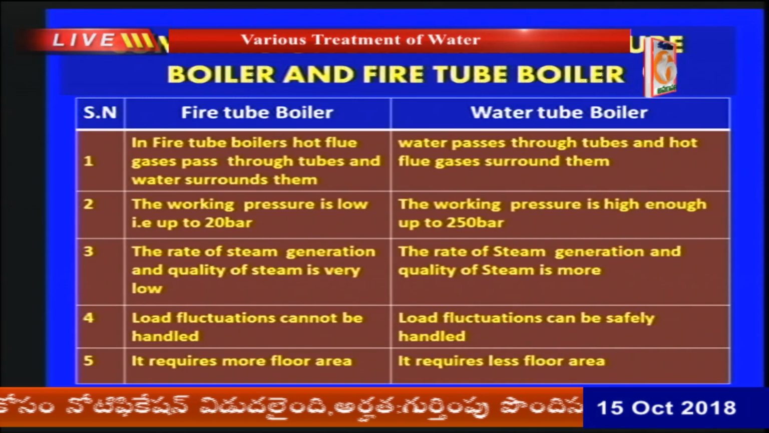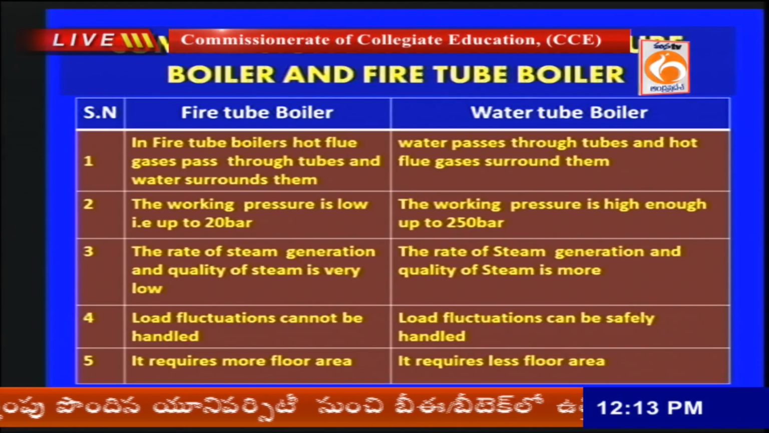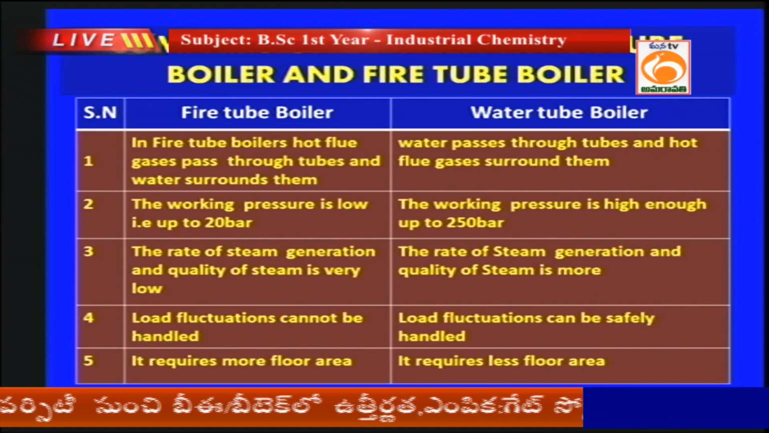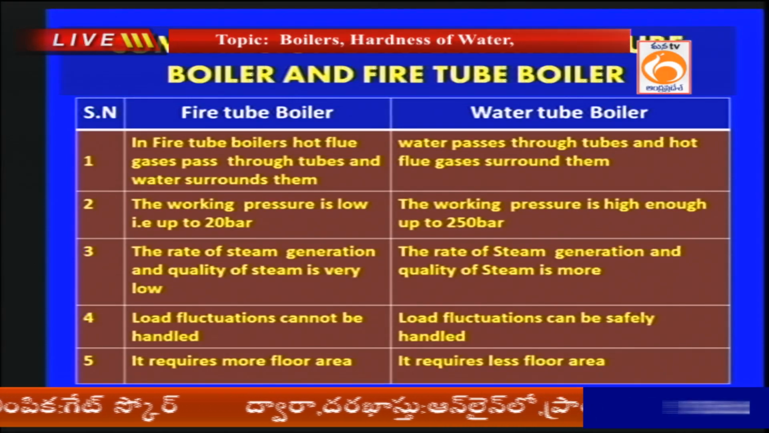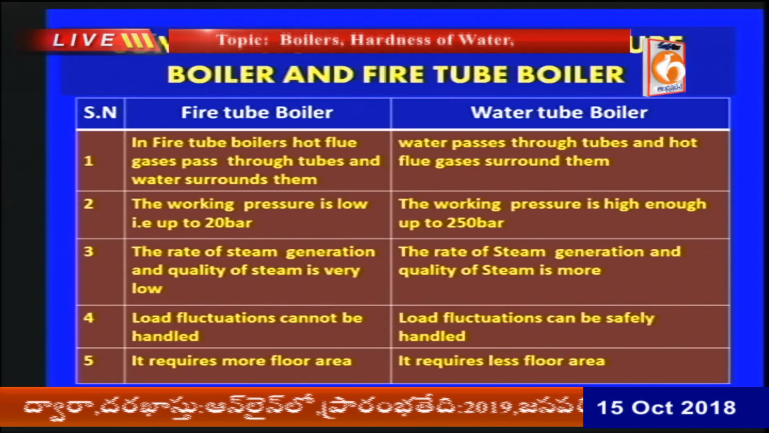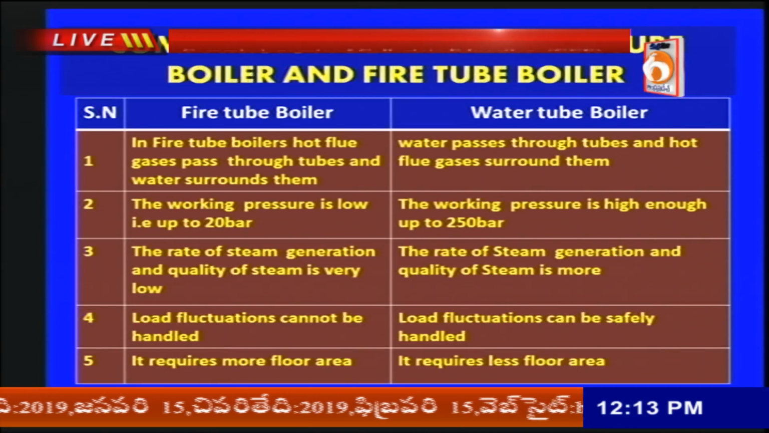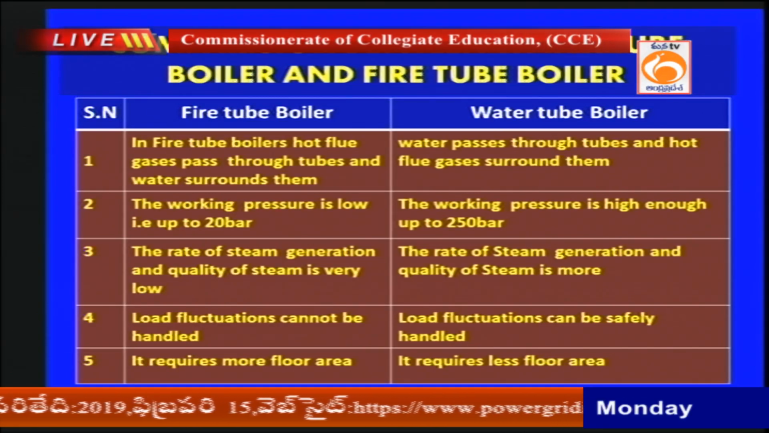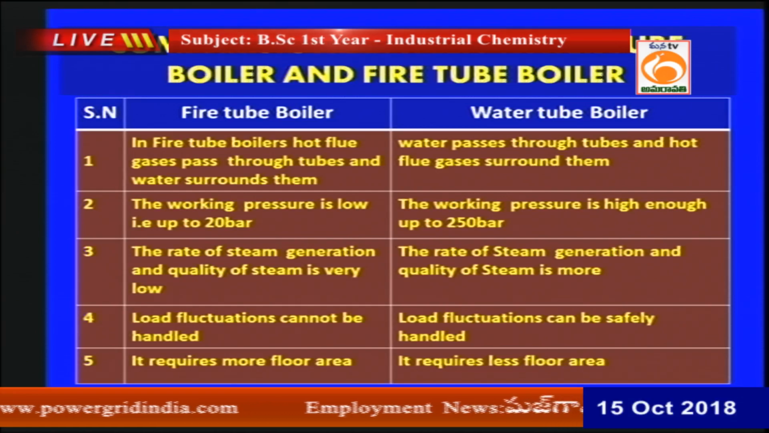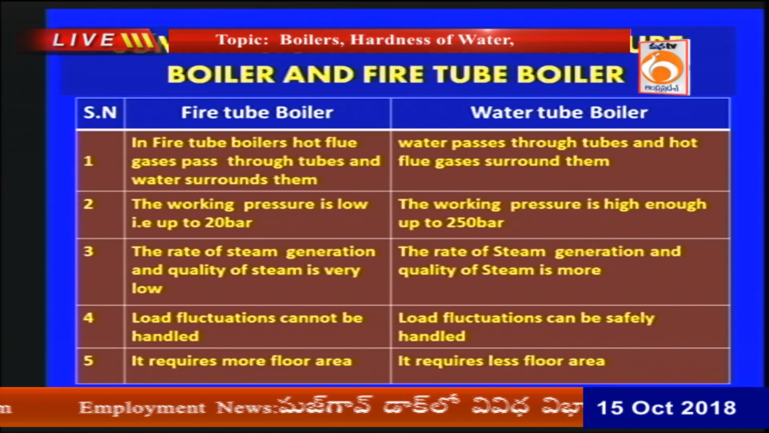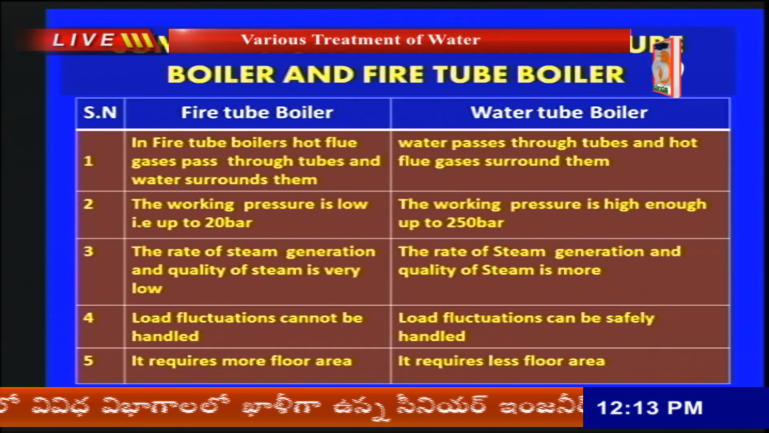Load fluctuations cannot be handled in the fire tube boiler, but in the water tube boiler, load fluctuations can be easily handled. And the fire tube boiler requires more floor area, whereas the water tube boiler requires less floor area.